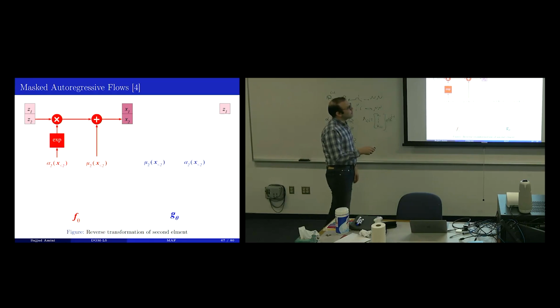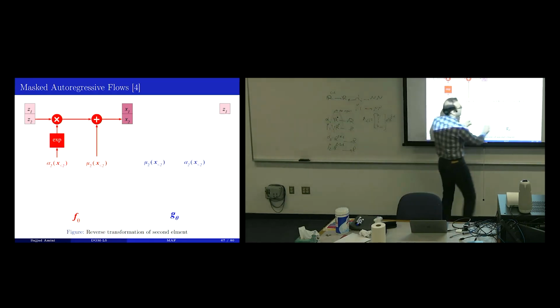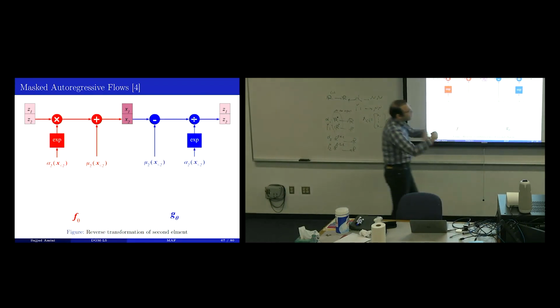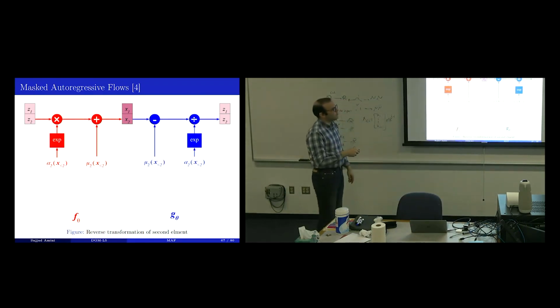And how we can do the inverse? The inverse, again, you copy these two here and inverse each of the operations. First, you subtract mu2 of x less than 2 here, and then you divide it by the alpha 2 of x less than 2 here. So you have z2. Clear?